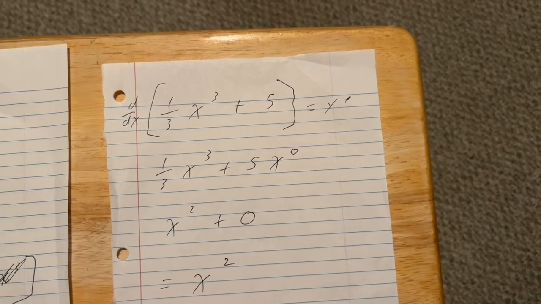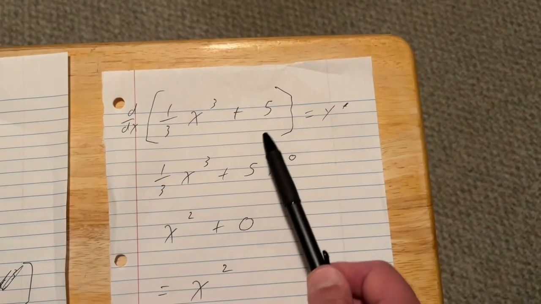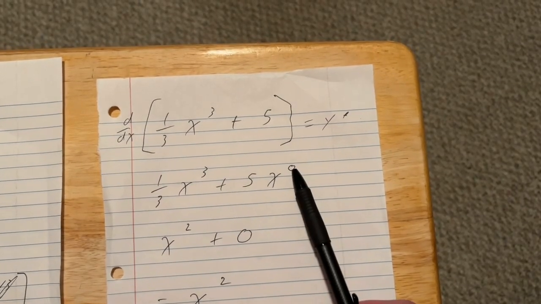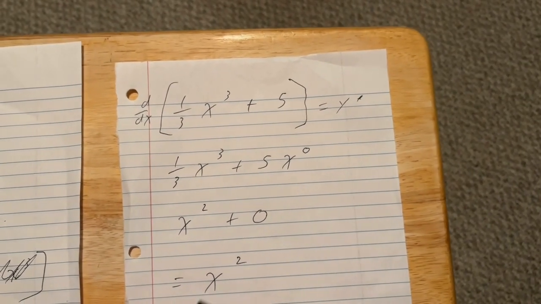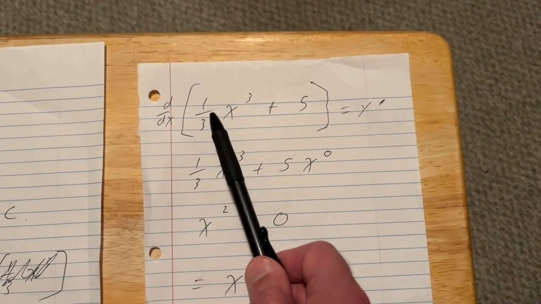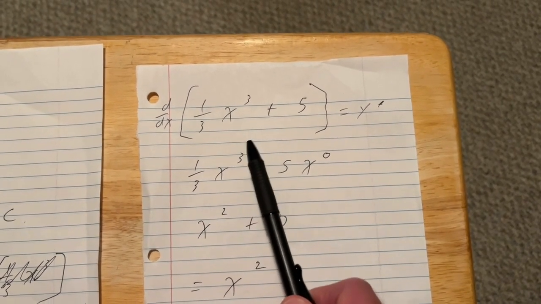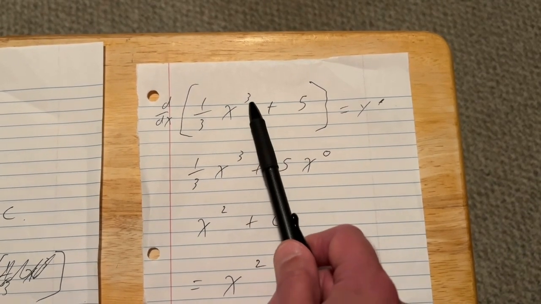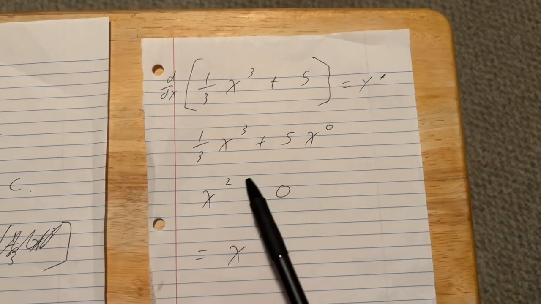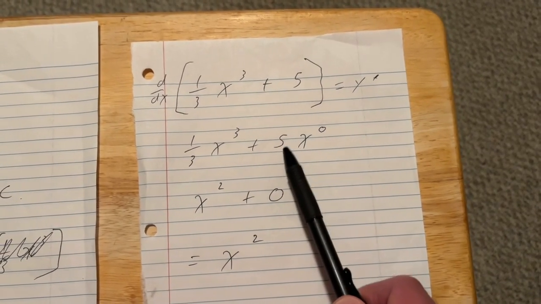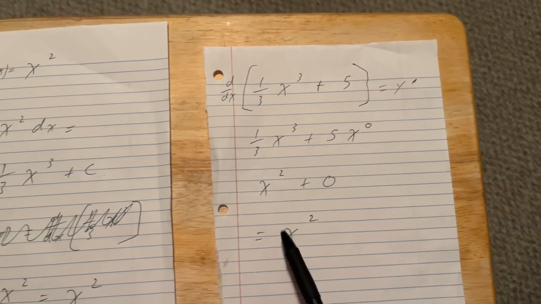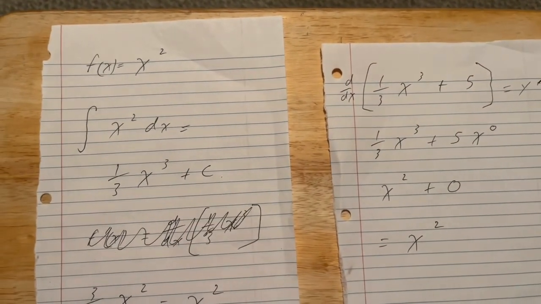It's really easy. 5 is the same thing as 5 times x to the 0. Anything to the 0 power is 1, so 5 times 1. To take the derivative, you bring your exponent down and you subtract 1 from the exponent. So this becomes 3/3 x to the 2nd, which is the same thing as just x to the 2nd. Bring your 0 down, and anything times 0 is 0. So we end up with just x squared, which is our original function.